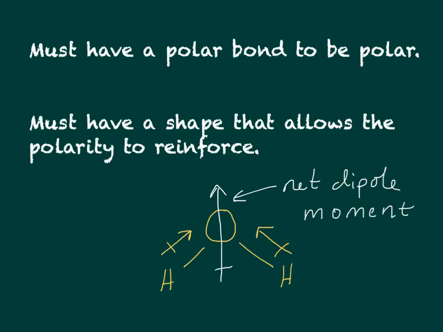Now, in order for a molecule to be polar, it must have a polar bond. And it must have a shape that allows the polarity to reinforce. So with water, you can see we have another way that we can show the dipole, the arrow with a positive little slash toward the positive end, and the arrowhead pointing toward the negative end. When these two arrows point together, they give you what is called a net dipole moment. In other words, a water molecule behaves like a tiny bar magnet.